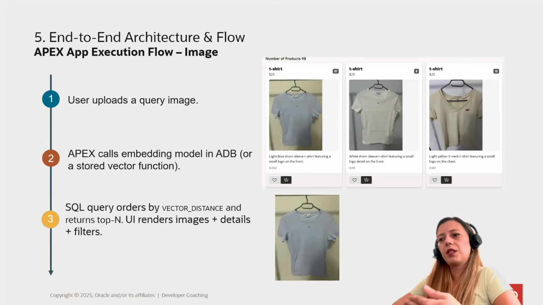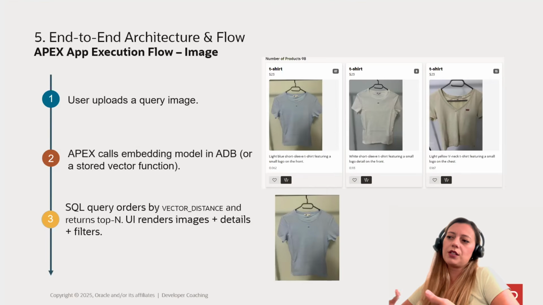The user will upload the image. Apex in the background will generate embeddings for that image, and it will compare that vector to the existing vectors that are in the database, and it will order the results by vector distance, giving the top N results.